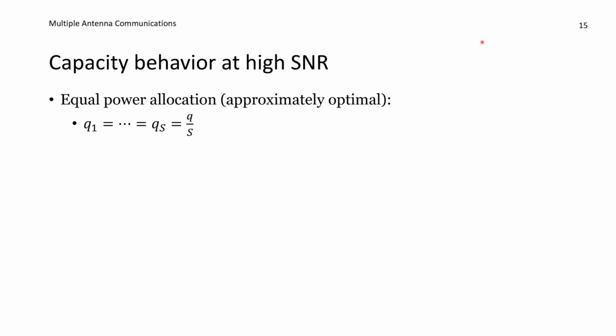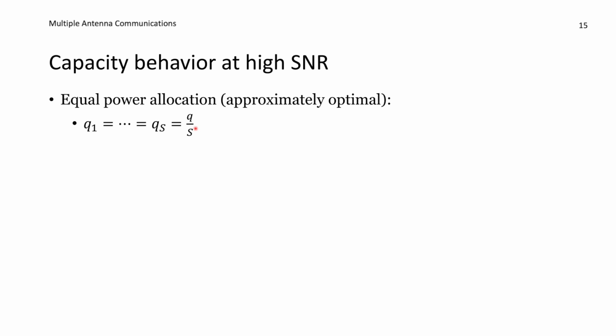We can also analyze these behaviors mathematically. So at high signal to noise ratio, we concluded that it should approximately be optimal to take our power and divide it equally between the different subchannels. So say that we have capital S subchannels with non-zero singular values. Then we take Q1 equal to Q2 equal to QS, and we take the total power Q and we divide it with the number of them, capital S.